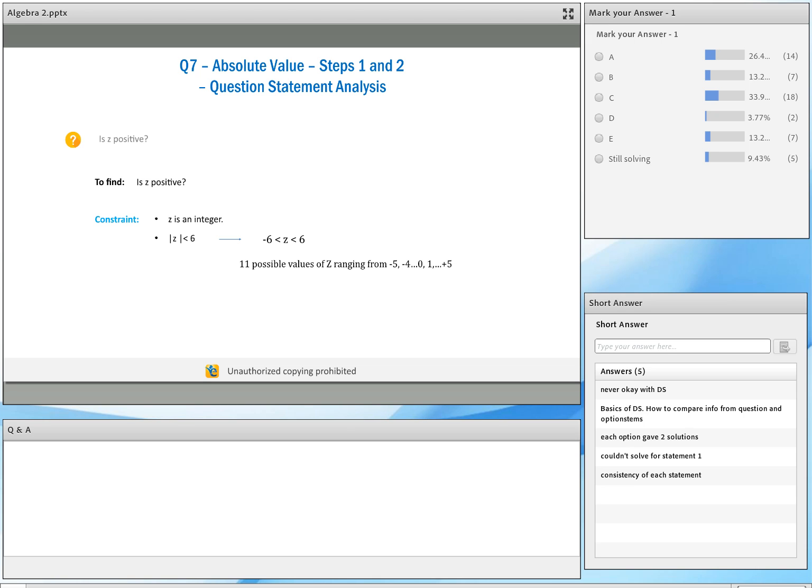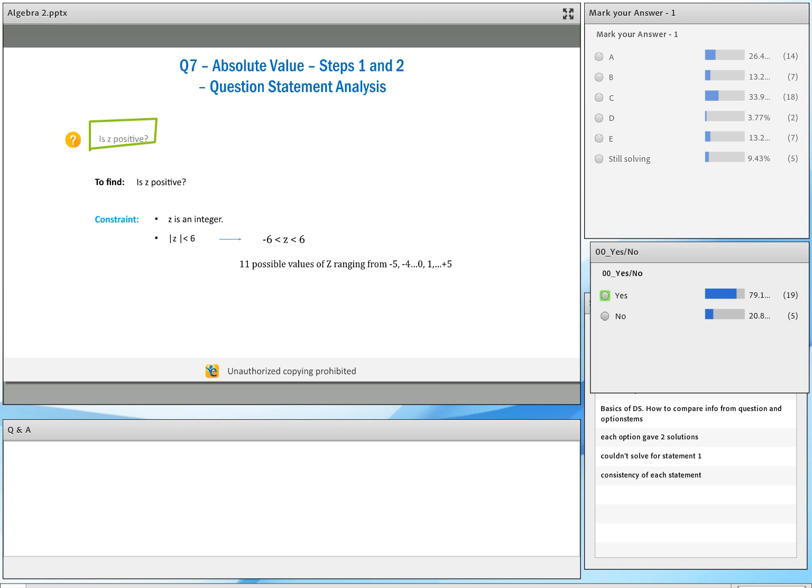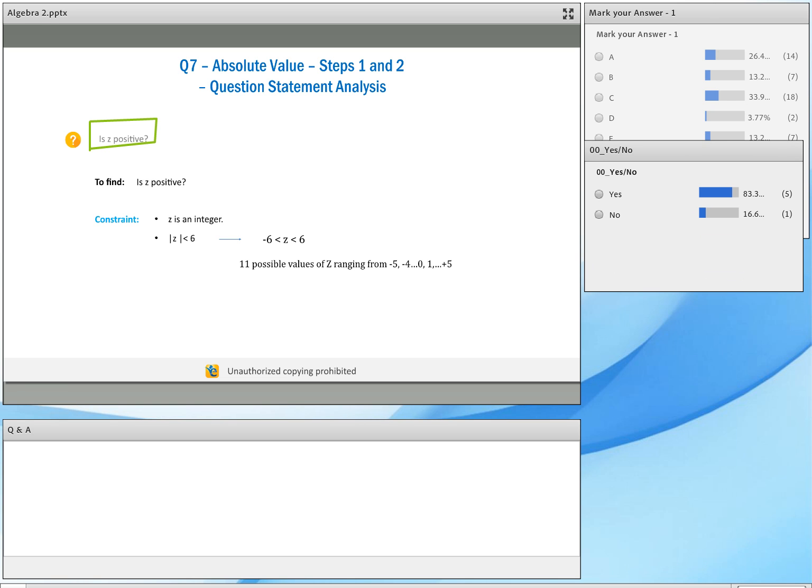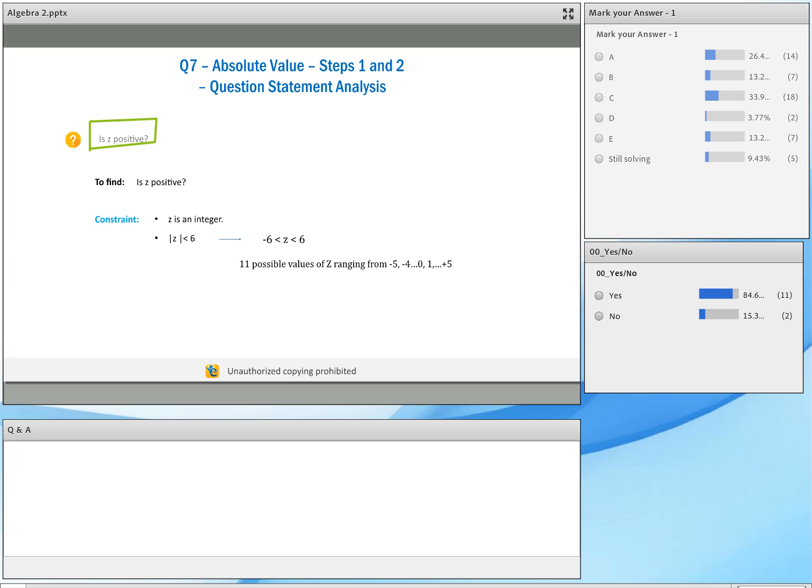Okay, so now we are comfortable with the question. What we need to find out is whether Z is positive. So we need some information that helps us determine whether Z is negative or positive for sure. Now, how many of you analyzed the question statement to this degree? Okay, good.